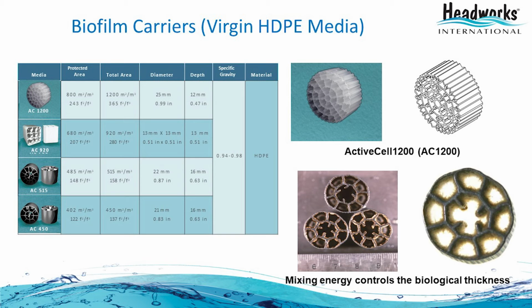They all have a specific gravity of 0.94 to 0.98. What that means is that it's less than water. So any media, when you put it in the tank, will float. When you start aeration or mechanical mixing, the media will start to mix. When the biofilm grows onto the media, the specific gravity will gradually increase towards 1. It will still be 1 or less, but almost close to 1. So it's called neutrally buoyant.